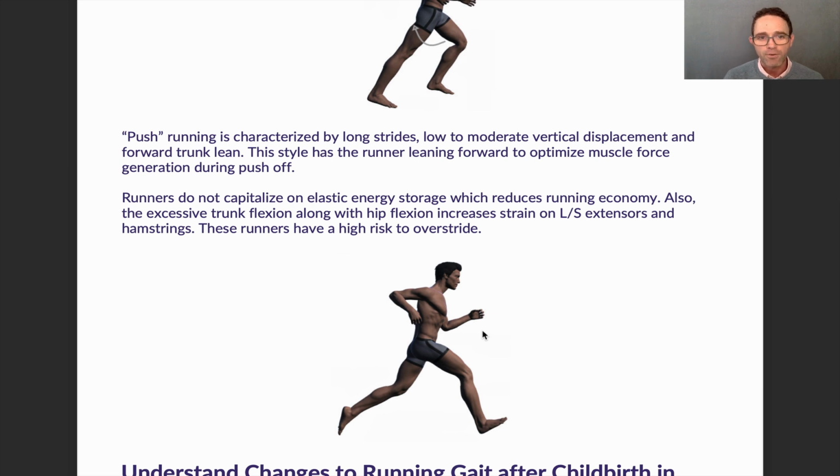They're also going to have a lot of forward trunk lean, and that's going to have a lot of hip flexion as well. This is going to increase pressure on the lumbar extensors, and it's also going to increase pressure and stress on the hamstrings. Also, these runners have a high risk to overstride. So as you can see within all these running styles, there's things that we could change and adjust. It's identifying these runners so you can see them on a running gait analysis or through their running data to be able to then help them improve and become more efficient when they run, better running economy, and lastly, reduce the risk of injury.